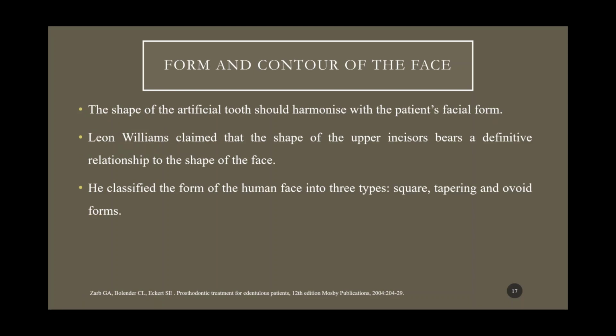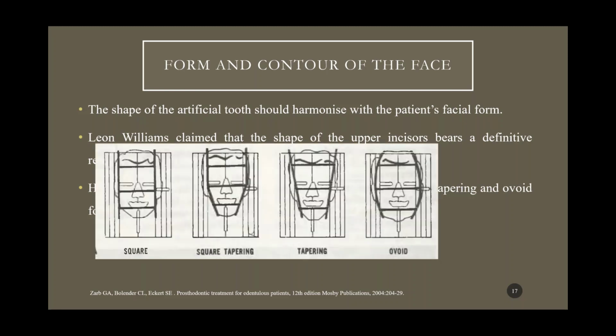Then the form and contour of the face. In this, the shape of the artificial tooth should harmonize with the patient's facial form whenever you are selecting the tooth. Leon Williams claimed that the shape of the upper incisors bears a definitive relationship to the shape of the face. He classified the form of the human face into square, tapering, and ovoid. The shape of the face can be determined by placing a tooth indicator on the patient's face.